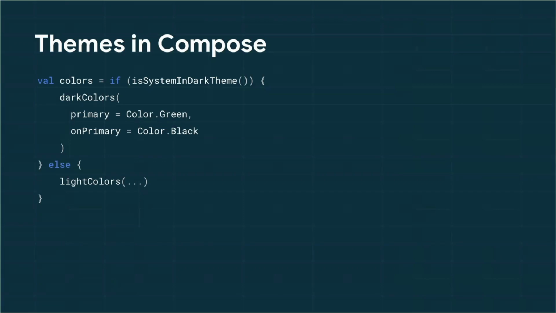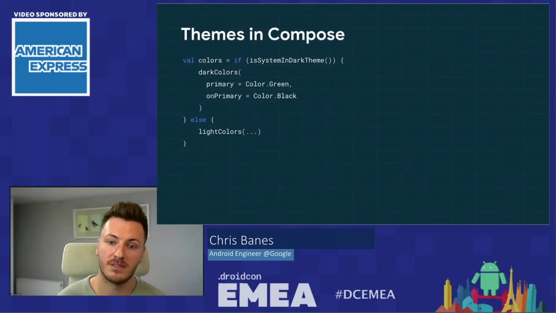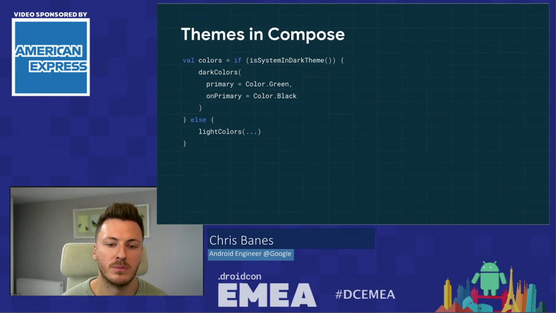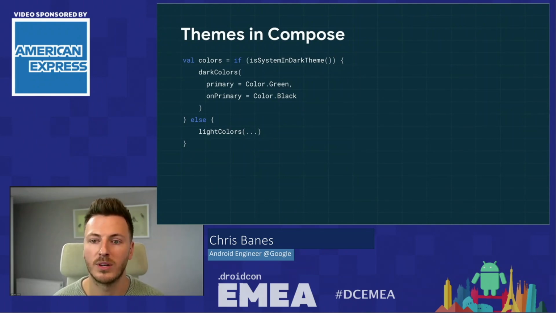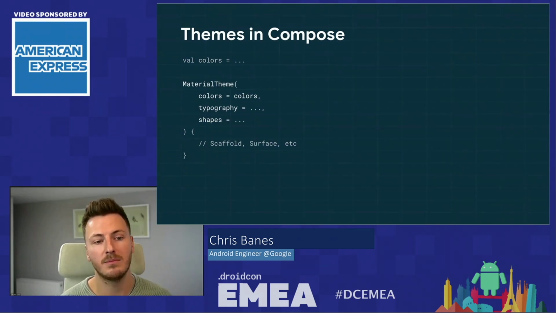And then similar to MDC, Compose offers an implementation of material design, and that includes the theming system, so those 3 key pillars. So if we take a look at this example, we're just looking at the colors right now, but you can see that we're creating a color palette based on whether it's dark theme or not, and then updating the primary and non-primary colors. And then to use that color palette in Compose, you would pass it through to material theme.